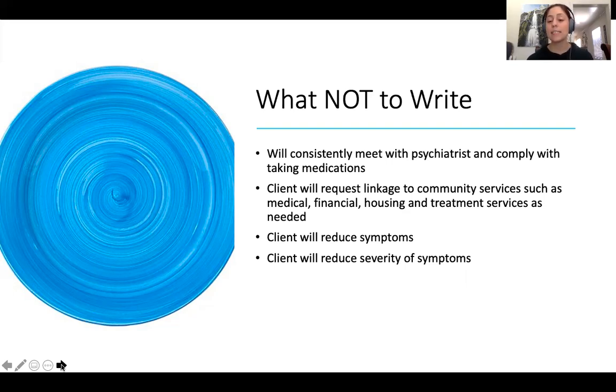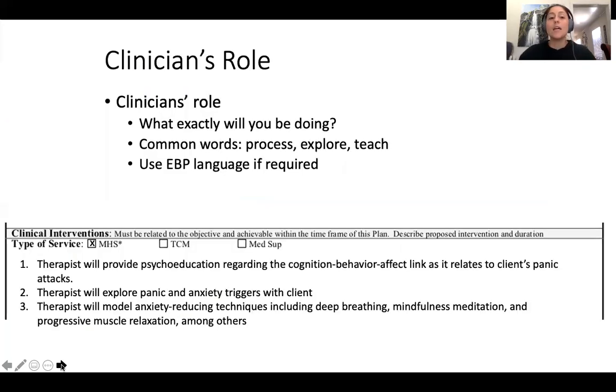The next one, client will request linkage. Okay, and after they make that request, what happens? Right? What did you do as a therapist? What are you going to do? Not very helpful. And how is this supposed to address the client's presenting problem? That's not clear, okay? And then the next one, client will reduce symptoms or client will reduce severity of symptoms. Which symptoms? Which ones? Reduce from what to what? How will we know the client's been successful? Not good, don't do.